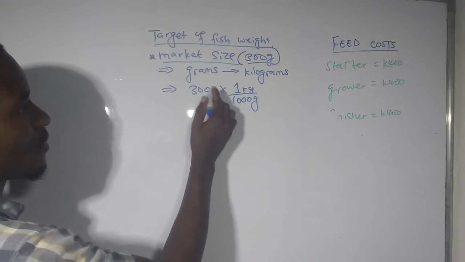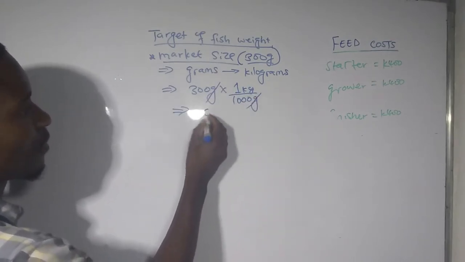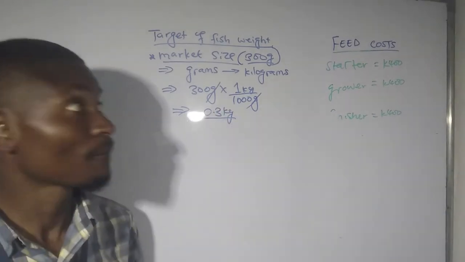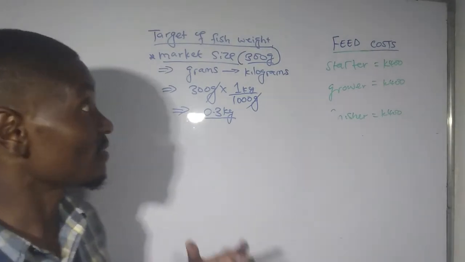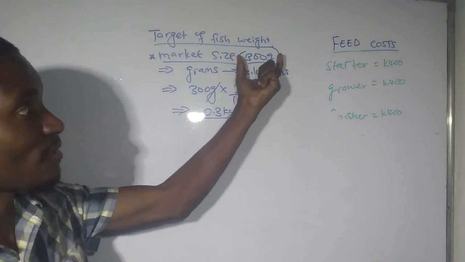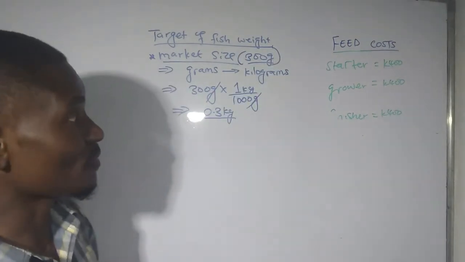Okay. So this goes, this will give us 0.3 kg. Okay, so that is our market target. Probably we want to deliver something on the market that has a weight of 300 grams.